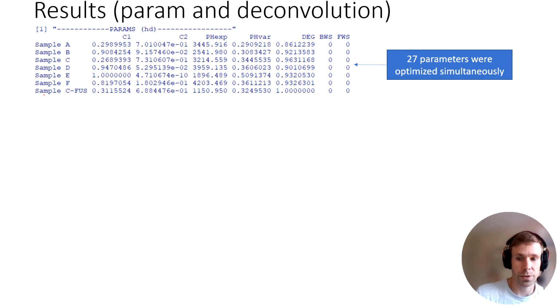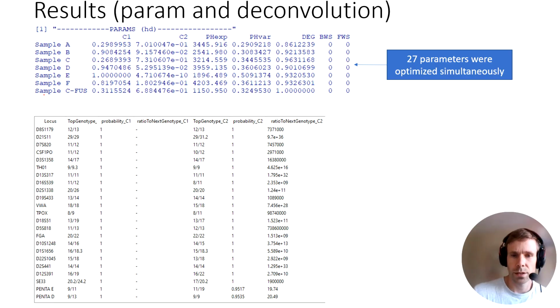And this is the output in a text format, which shows the estimates for each sample. The deconvolution result looks like this. You get the top candidate genotypes of the unknowns. The victim profile was conditioned on, and hence there is no uncertainty around the genotypes of that profile. But for the unknown, these are the most likely ones.